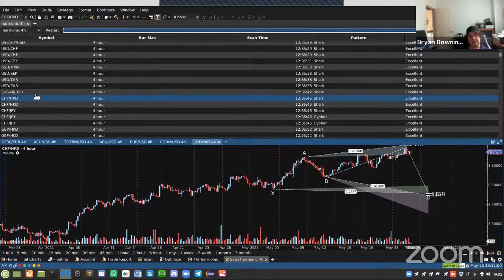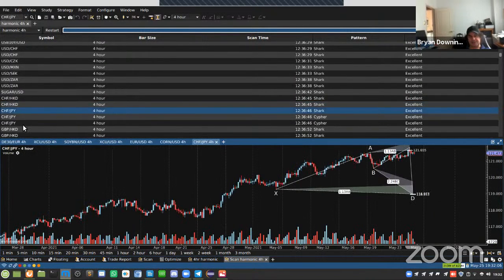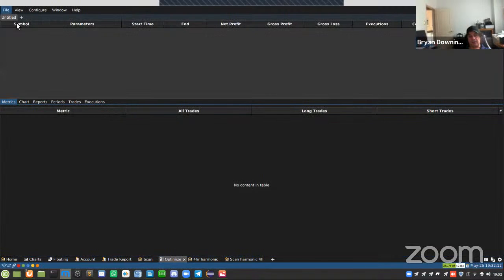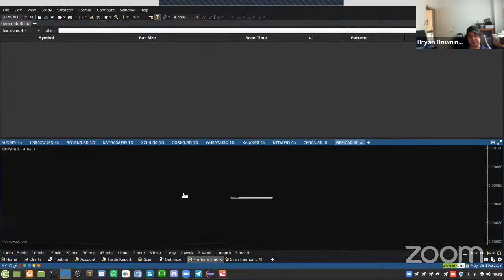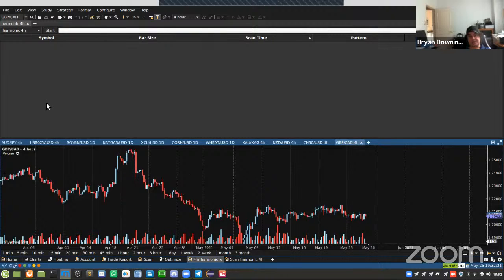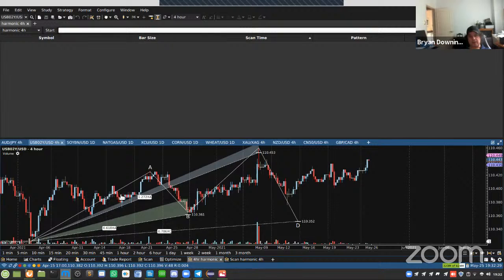Here's another rally that you wouldn't think of, the Swiss franc and the Hong Kong dollar. Again, Swiss franc and the Japanese yen. Again, this is a 4-hour chart, so do keep that in mind when I say this. Oh, so we lost it. Well, I'm not going to scan that. Let me just show you the last bit here.